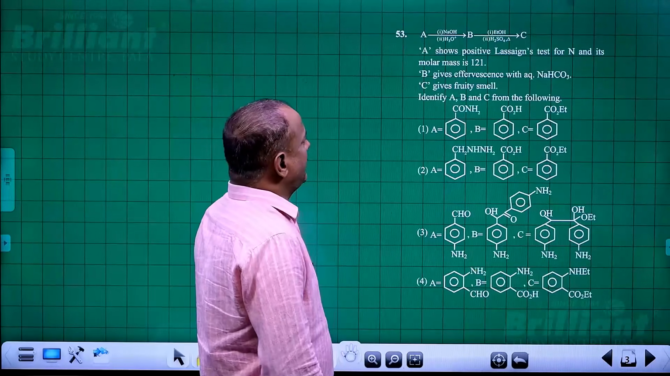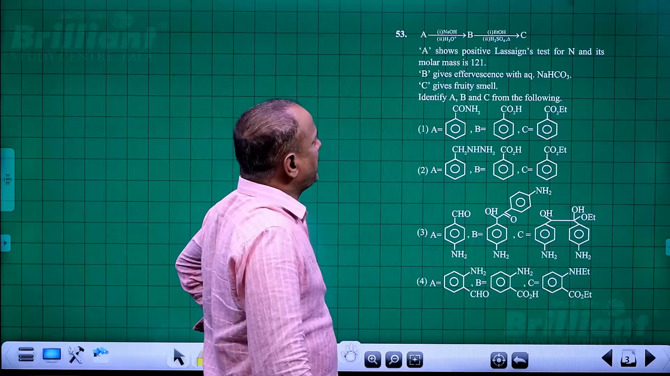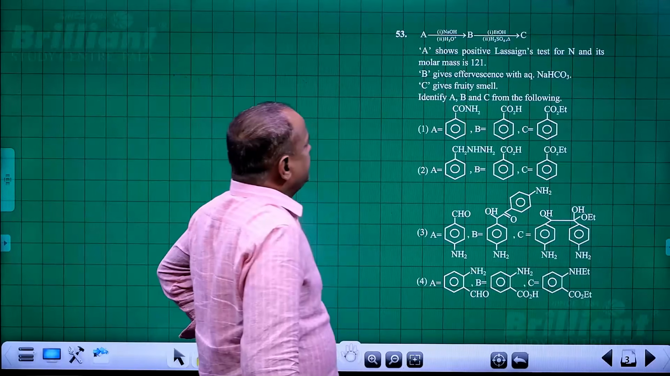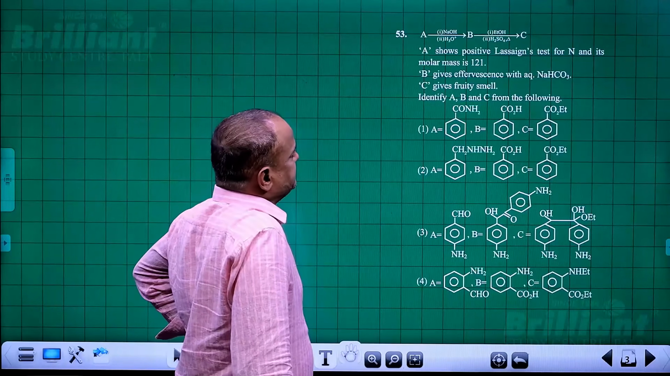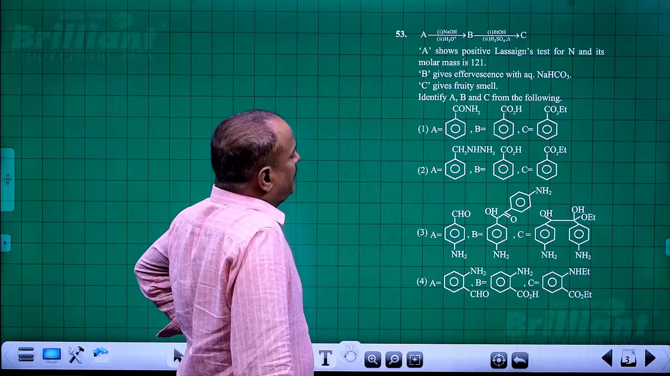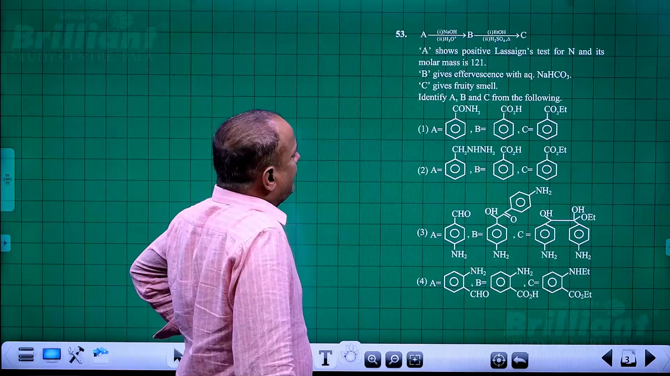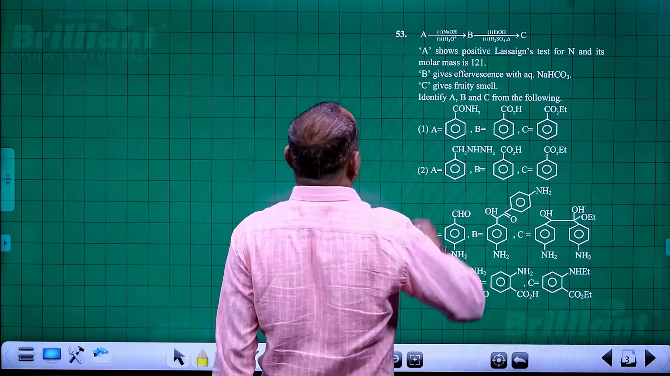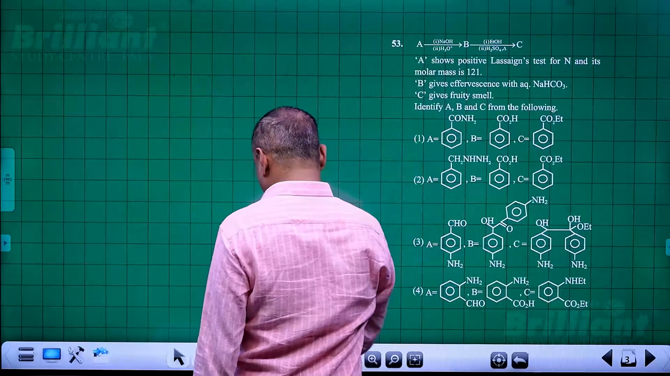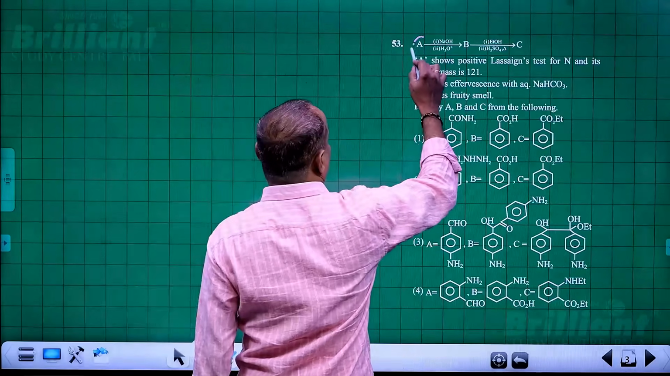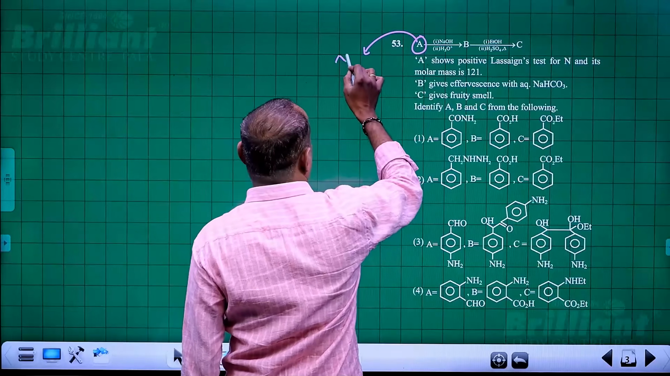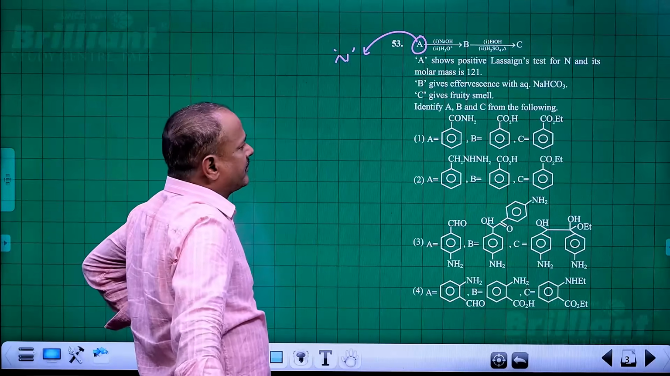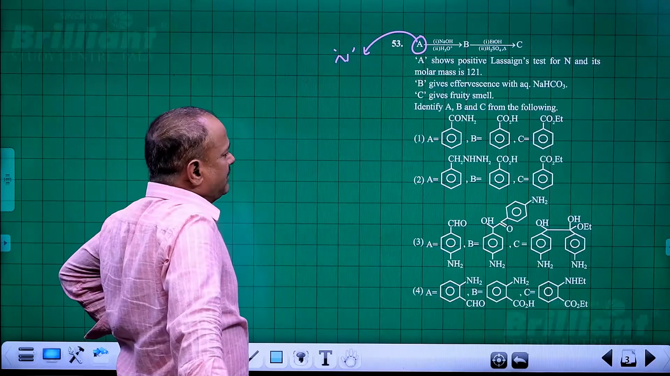Next, question 53. A gives rise to B, NaOH and hydrolysis. B gives C, ethanol and sulfuric acid followed by heating. A shows positive Lassaigne test for nitrogen and molar mass is 121. That means it is a nitrogen containing compound. Okay. Molar mass 121.